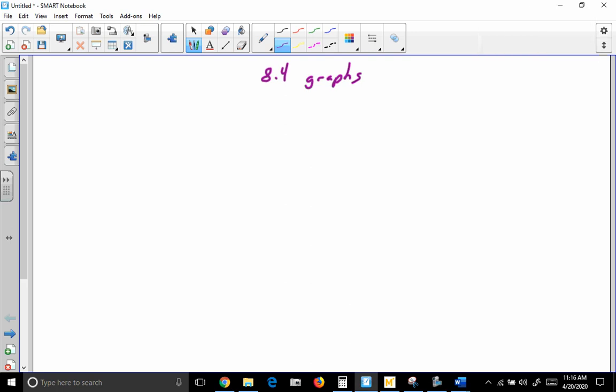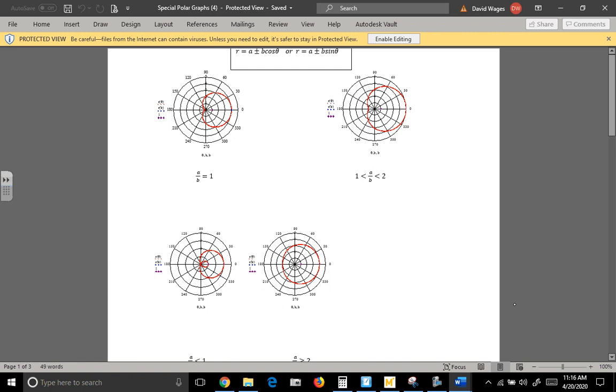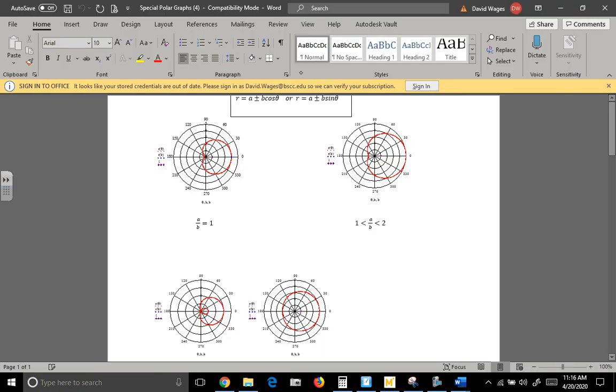So one other thing that you'll be responsible for in 8.4 is making polar graphs from polar equations. There's a handout in Canvas that looks like this, and it's 3 pages, and the first page gives equations that look like this form, where we have r equals a plus or minus b cosine theta or sine theta.